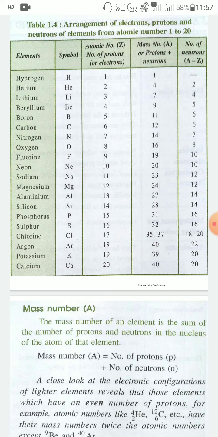You have to remember, just take a screenshot and read and memorize the sequence sequentially. Hydrogen, helium, lithium, beryllium, boron, carbon, nitrogen, like this. Their electronic configuration is not given here. You can also write atomic number, mass number, and number of neutrons given. What is mass number?